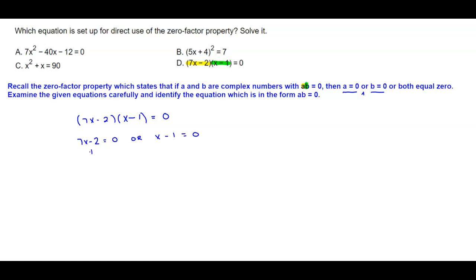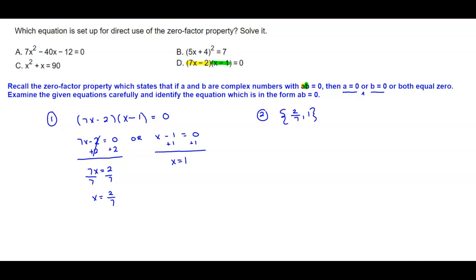So over here on the left-hand side, we're going to add 2 to both sides. We have 7x, which is equal to 2. And then divide both sides by 7, and therefore x is going to equal 2/7. On the right side, we're going to add 1 to both sides, and therefore x is going to equal 1. So we know now that our solution set are going to be the two solutions. We have 2/7 and 1.